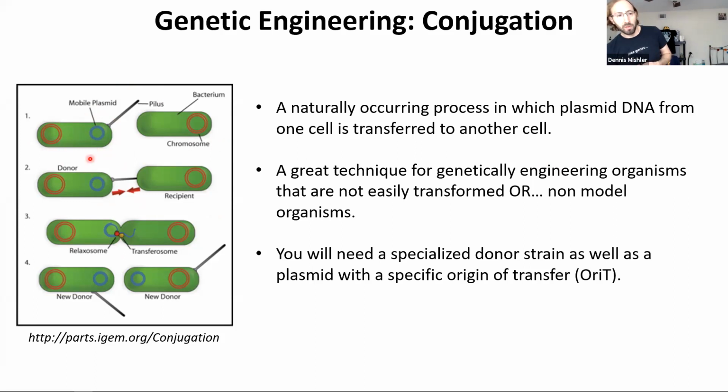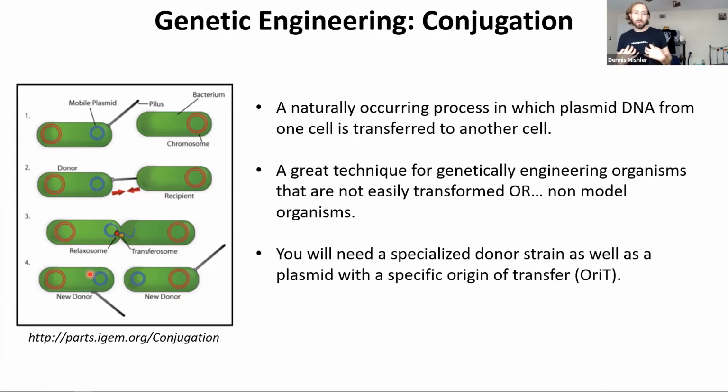So this is the donor cell on the left, and this donor cell contains a plasmid with the pilus, and the pilus then interacts with a recipient cell, which does not yet contain the plasmid. Once these two cells are connected, the plasmid starts to make a copy of itself and sends that copy over to the recipient cell. And by the time the process is done, your former recipient cell is now a new donor cell. Both cells contain a copy of the plasmid, and both cells are now able to further transfer that plasmid to other cells. So that's the naturally occurring process of conjugation.